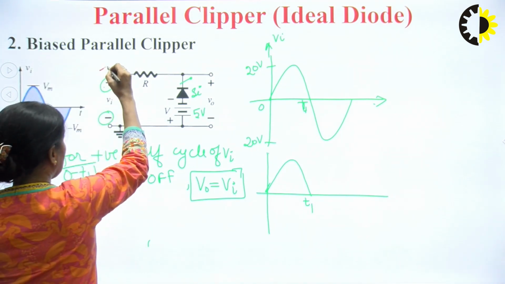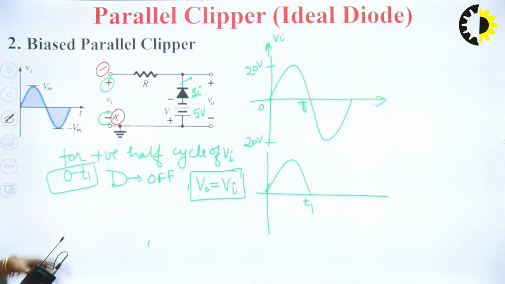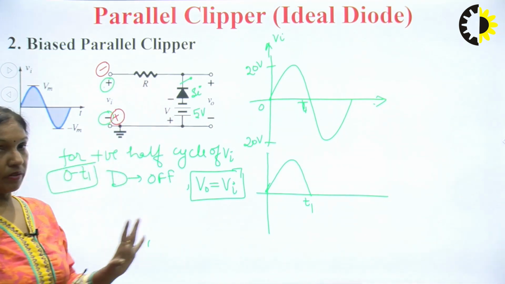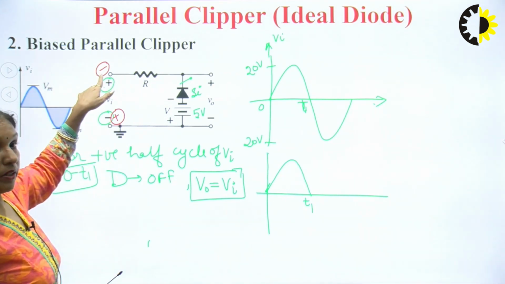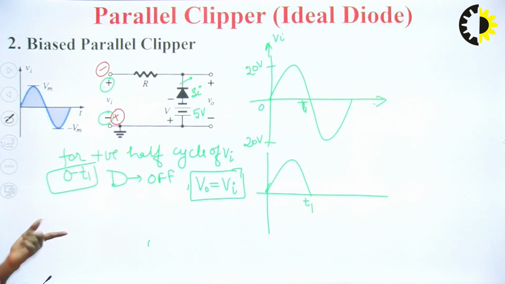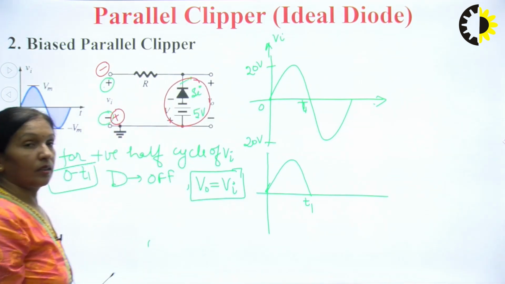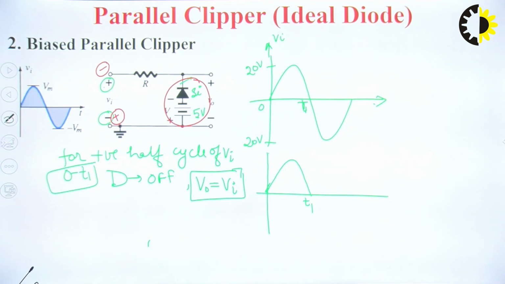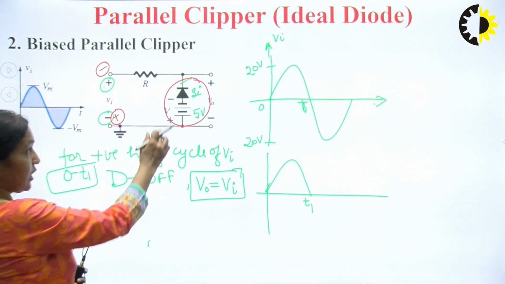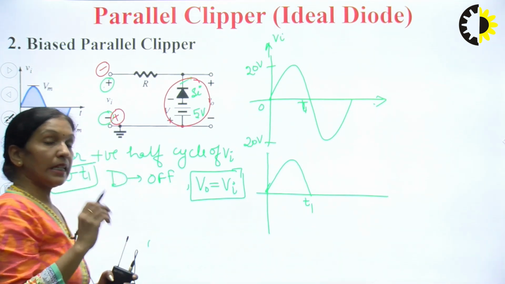Negative half cycle, this is negative and this is positive. Now, the negative terminal of the battery will make your diode reverse biased only, but this negative terminal of the input will try to make your diode forward bias. But it will only be possible when the input voltage overcomes this signal. So this value is minus 5.7 volts. This 5 volt and this 0.7 of the barrier potential. So the net voltage, you can say the transition voltage.